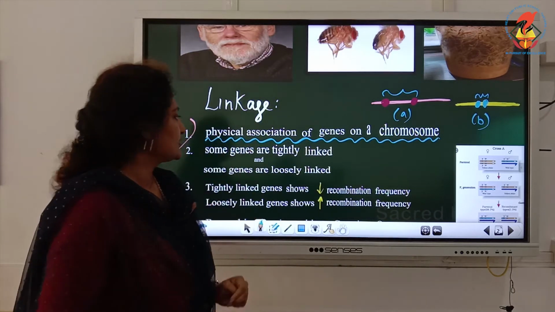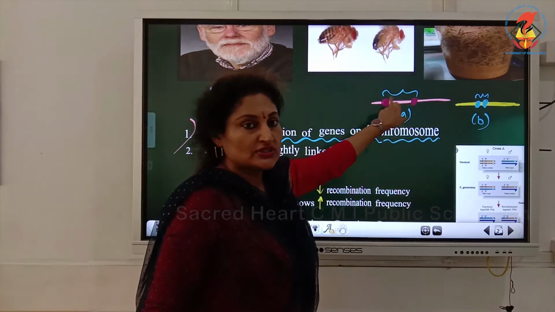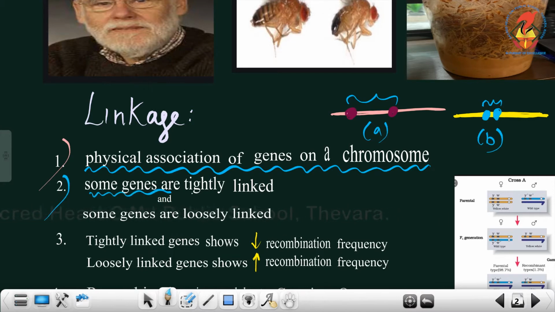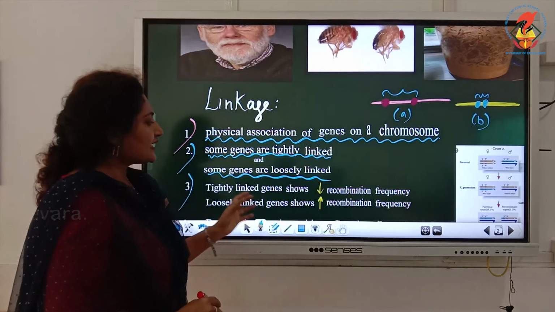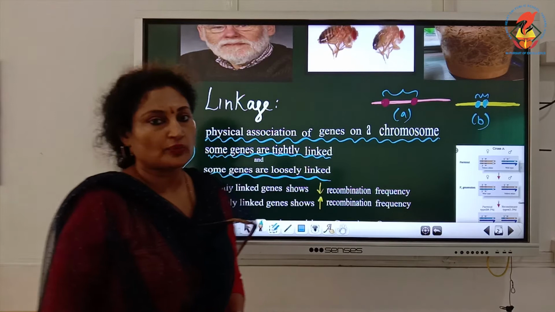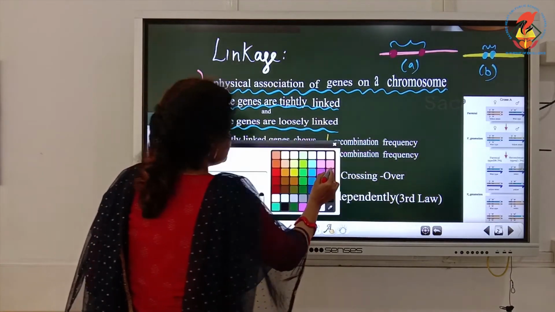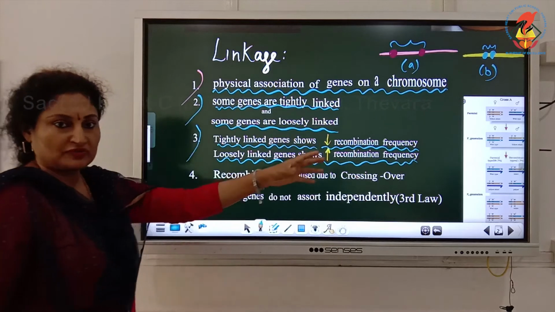So the first point he derived is the definition: physical association of genes on a chromosome is known as linkage, usually of two genes. Second, as I showed here, some genes are loosely linked. See, A depicts loosely linked and some genes are tightly linked, as in the case of B. Clear? Then the third conclusion he derived is that tightly linked genes show low recombination frequency and loosely linked genes show high recombination frequency. Once again, I am repeating: tightly linked genes show low recombination frequency and loosely linked genes show high recombination frequency. This was derived from an experiment which will be taken shortly.